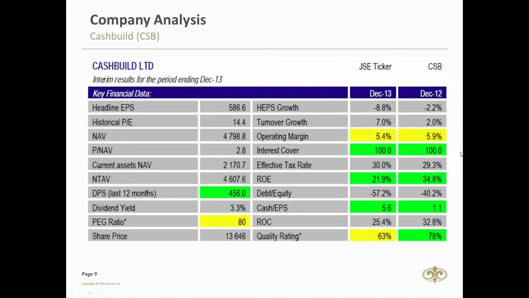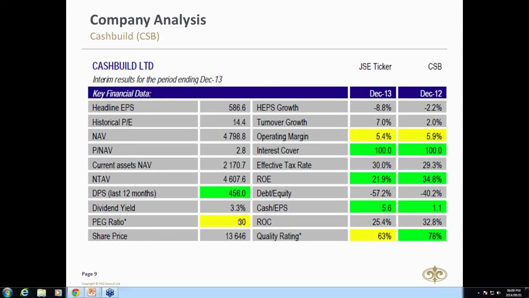So, the end of September will be the year end. So only in 2 months' time after September will be the financial year end. So now you can start anticipating what the results could be like. But going back until December, you can see that the historical PE, if I look at my second column up here, so historical PE is 14.4.